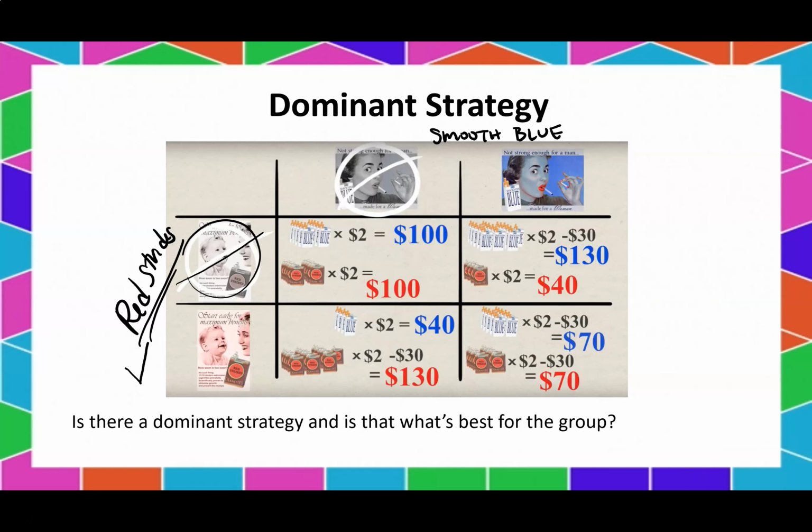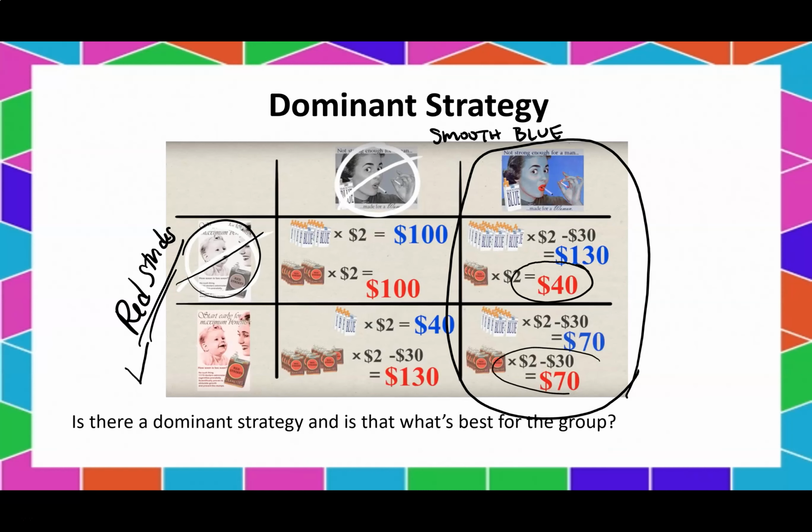Now, what's our other situation? Our other situation is that Smooth Blue does choose to advertise. So Red Strides is left with either not advertising and getting 40 or advertising and getting 70. Well, clearly 70 is better than 40, so we put a check mark here. So for Red Strides, the best dominant strategy would be to advertise.